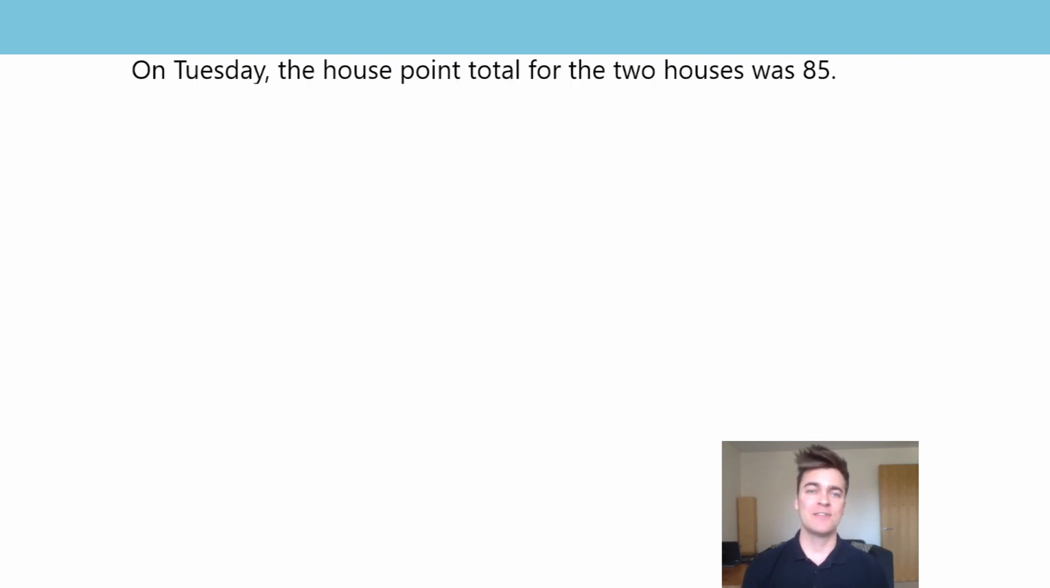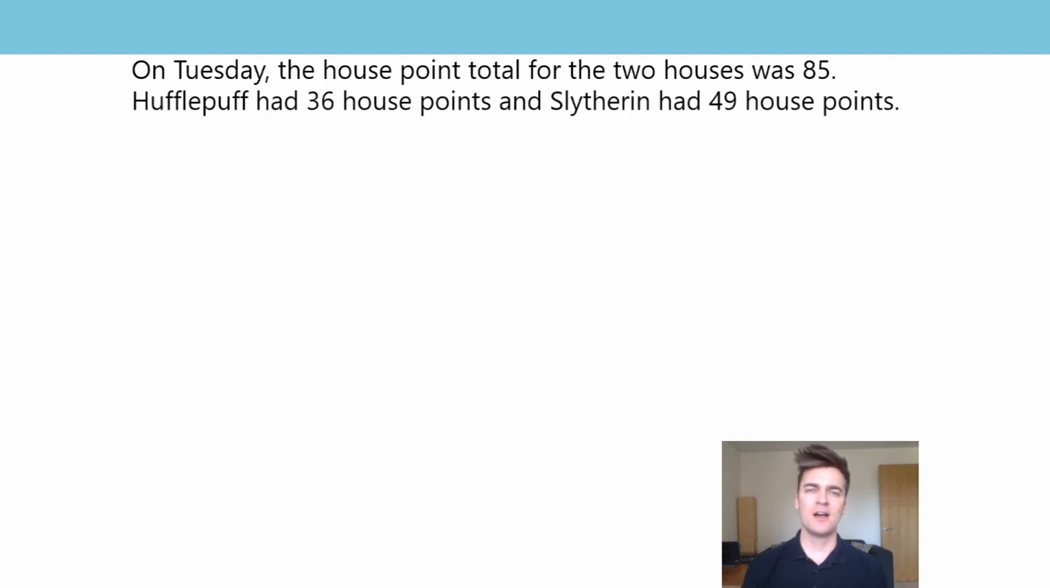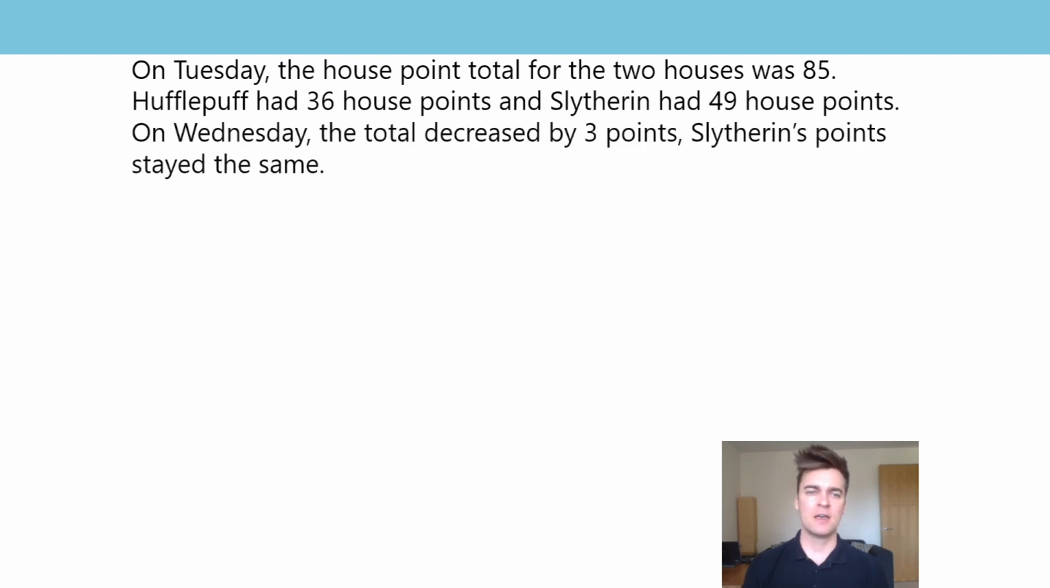On Tuesday, the house point total for 2 houses was 85. Hufflepuff had 36 house points and Slytherin had 49 house points. On Wednesday, the total decreased by 3 points. Slytherin's points stayed the same. What happened to Hufflepuff's points?